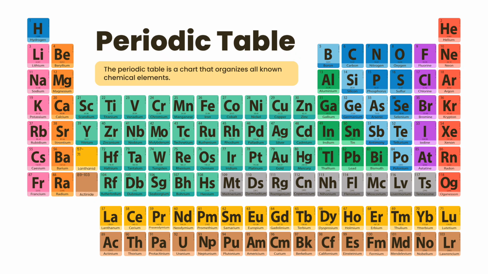So that's the periodic table in a nutshell. The periodic table is not just a chart. It is a powerful tool that helps us understand the structure and behavior of all elements. Once you understand groups, periods, and valence electrons, learning chemistry becomes much easier.